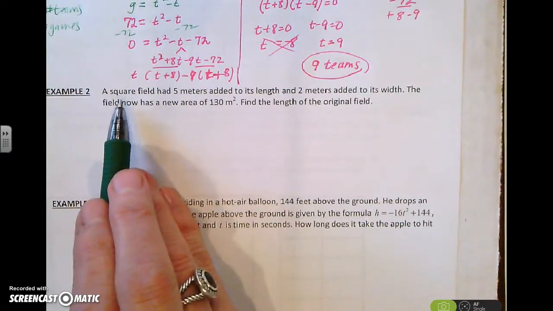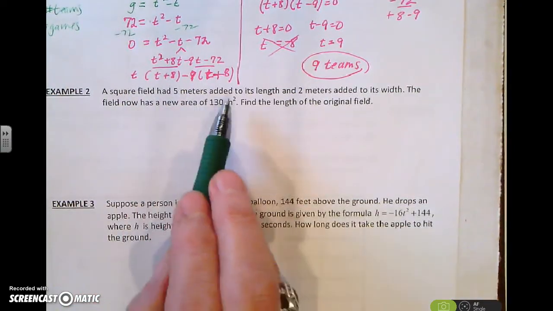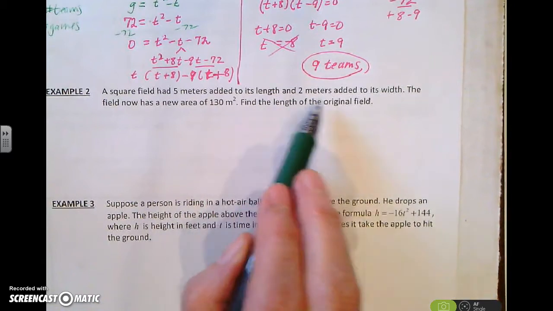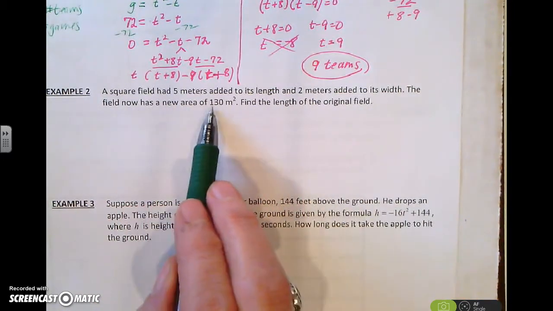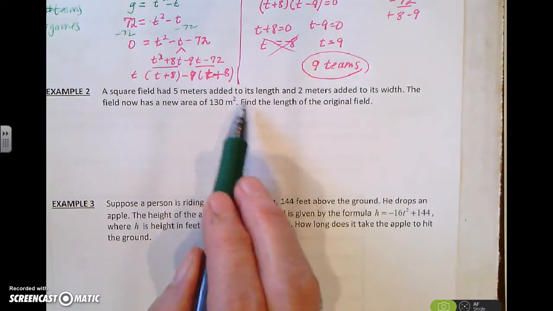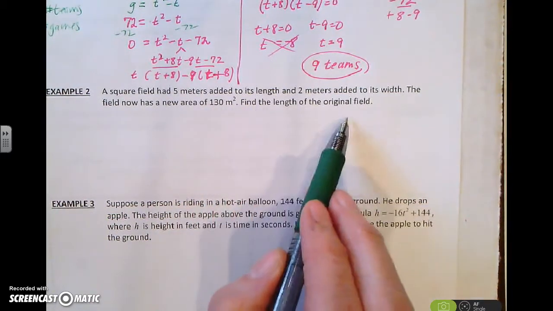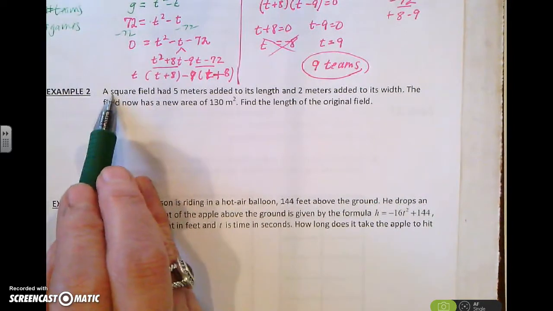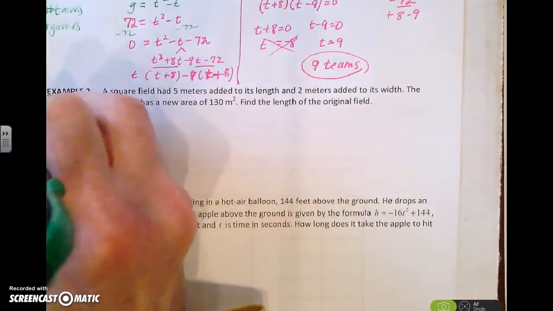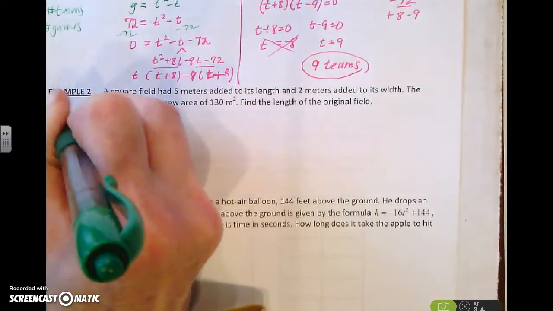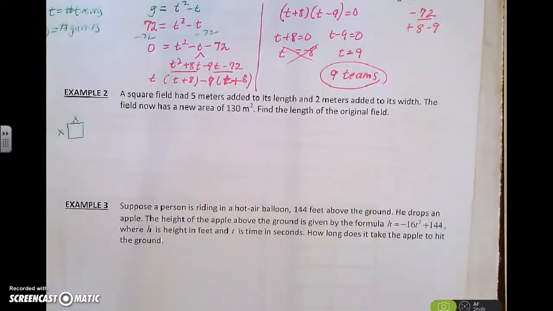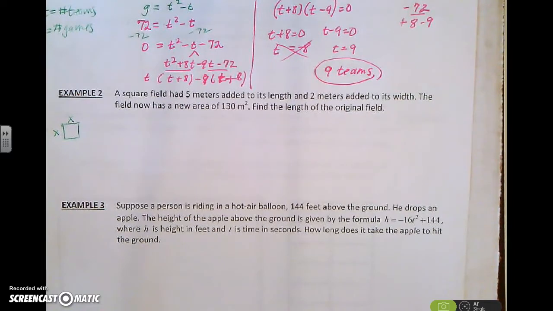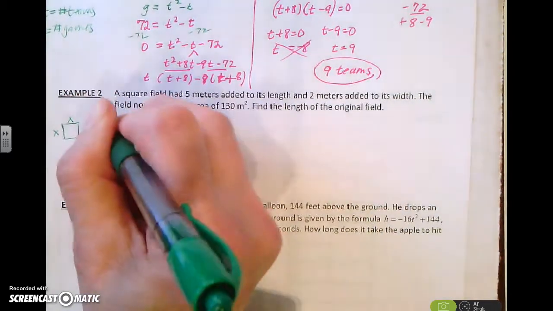In example 2, a square field has 5 meters added to its length and 2 meters added to its width. The field now has a new area of 130 meters squared. Find the length of the original field. So let's go back. The original field was square. So if it's square, then we can draw a little picture here. It's got the same length as it does width. So X and X.